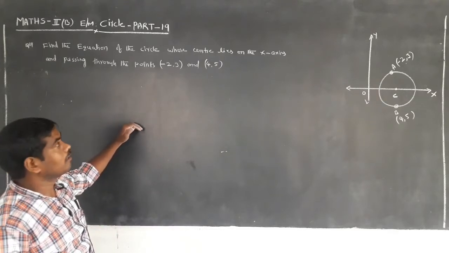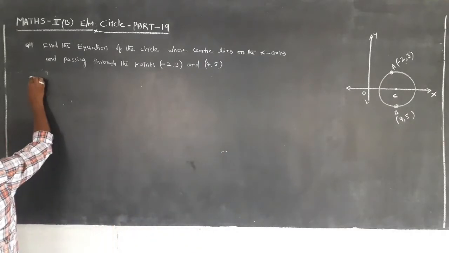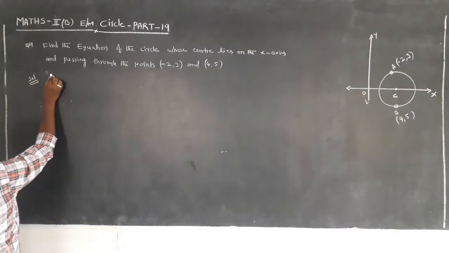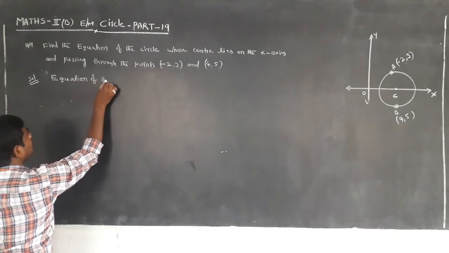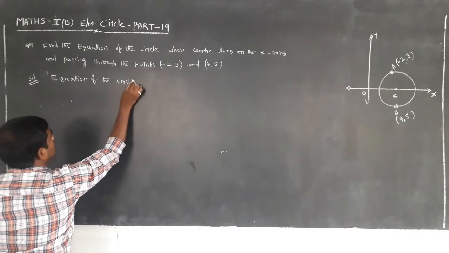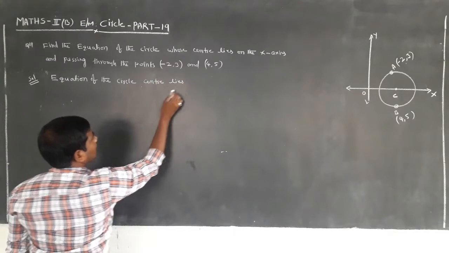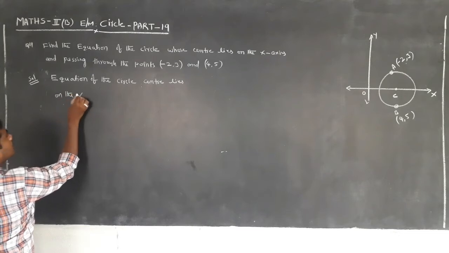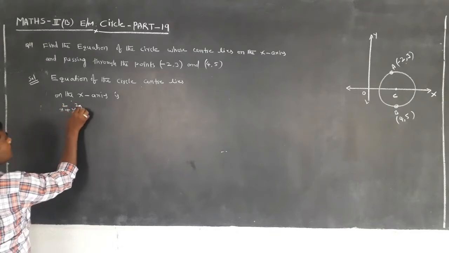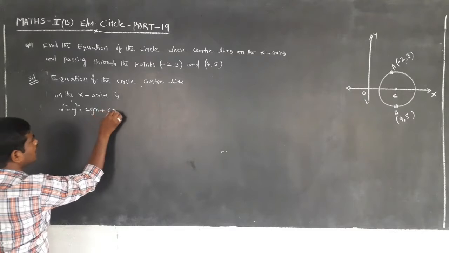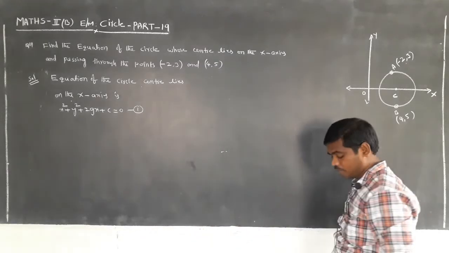Here we take the required equation of the circle, whose center lies on the x-axis, as x square plus y square plus 2gx plus c is equal to 0. This is the equation of the circle.